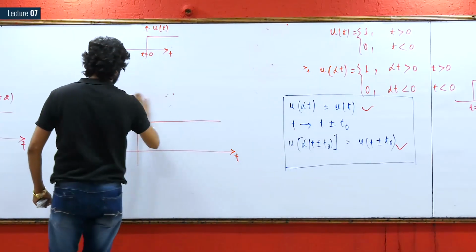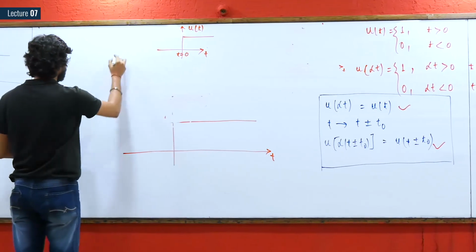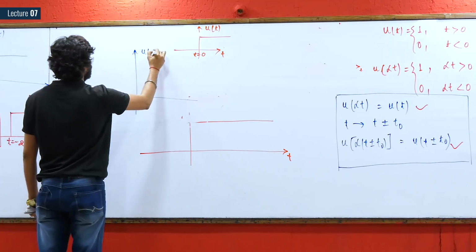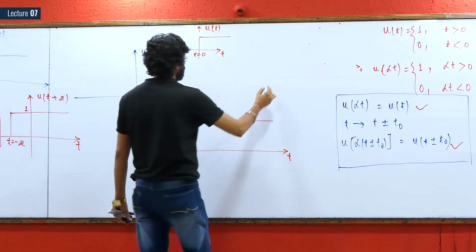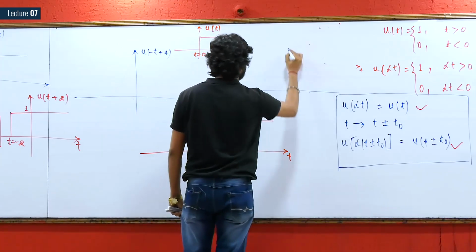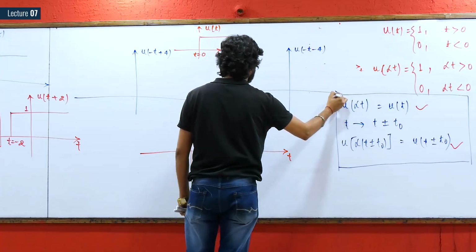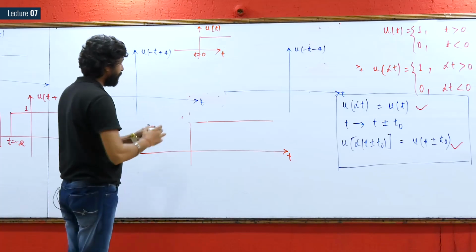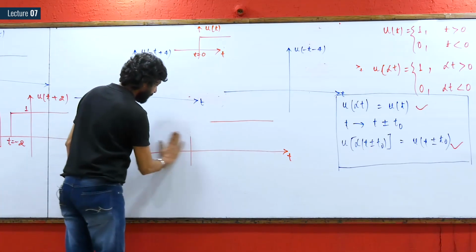So first we have to plot u of minus t plus 4, and then we want to plot u of minus t minus 4, these two signals with respect to t. So just pause the video and plot the signals. You can definitely plot these signals.